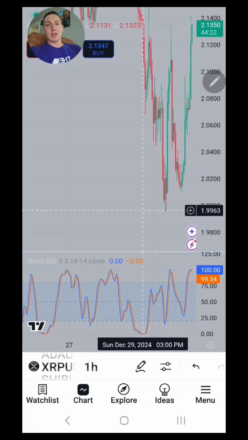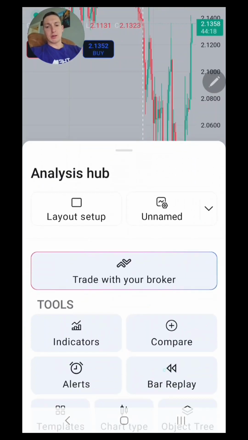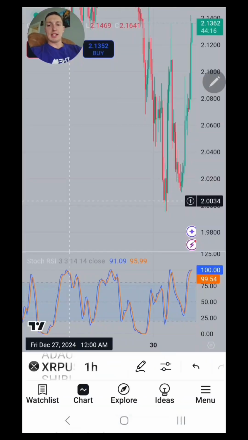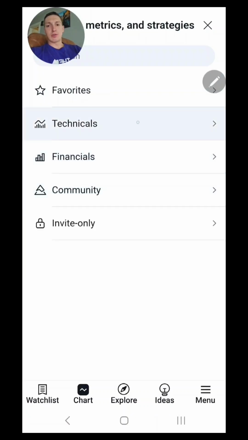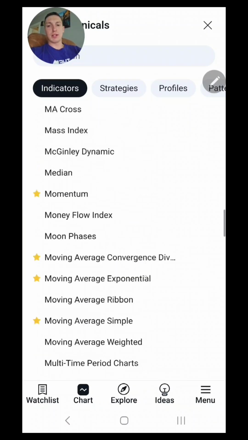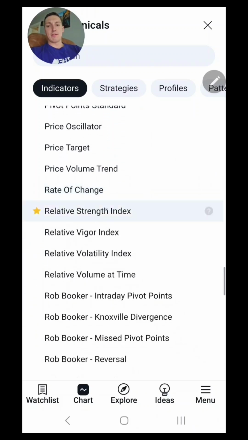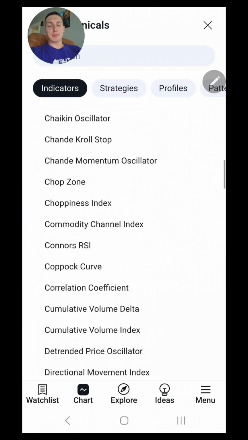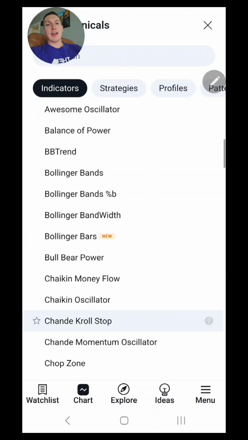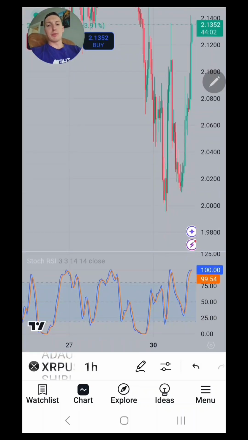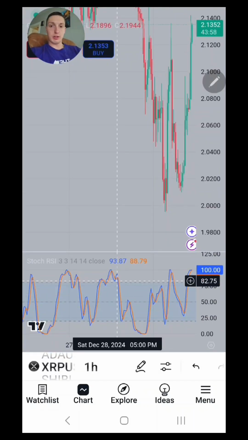All right. To add these indicators, you go to this little analysis hub button, go to indicators. You can go to technicals and scroll through here. You can also type into the search bar up there. Here you can find a relative strength index. So that's how you do that. If you don't have the paid membership, it'll only allow you to have one of these up at a time. It'll put it in this little window for you.